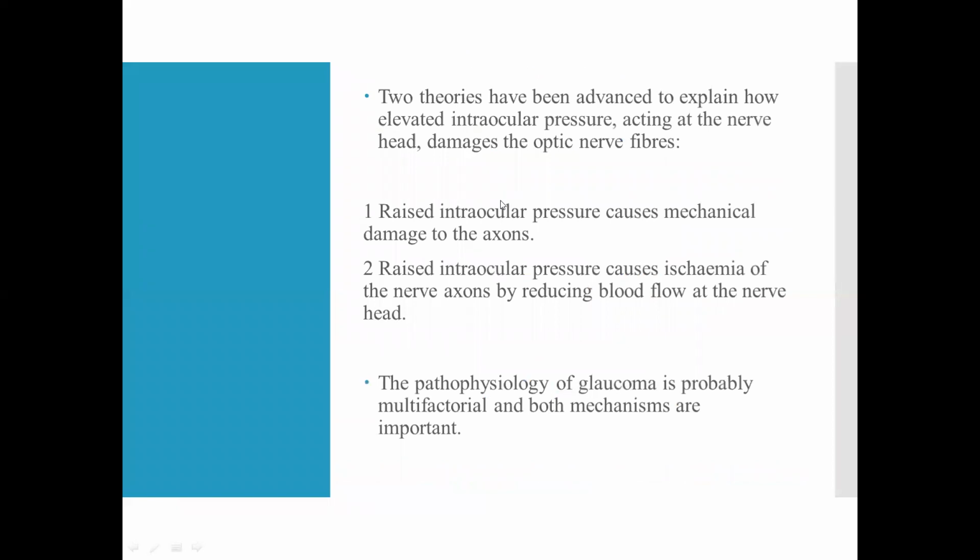So two theories have been advanced to explain how elevated intraocular pressure acting at the nerve head damages the optic nerve fibers. Because remember in the definition we said there's damage to the optic nerve. So one, it may be due to raised intraocular pressure that causes mechanical damage to the axons. Two, raised intraocular pressure causes ischemia of the nerve axons by reducing blood flow at the nerve head. The pathophysiology of glaucoma is probably multifactorial and both mechanisms are important.